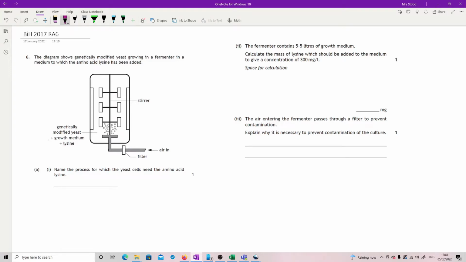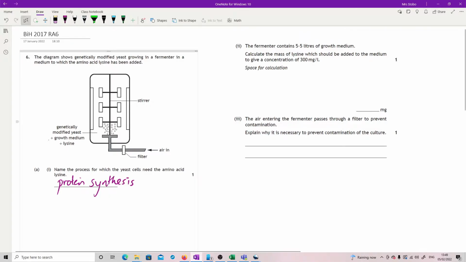Okay, question 6. The diagram shows genetically modified yeast growing in a fermenter in a medium to which the amino acid lysine has been added. Okay, a little diagram of a fermenter. Name the process for which the yeast cells need the amino acid lysine. Oh, that's a bit of a gift. You need it for protein synthesis.